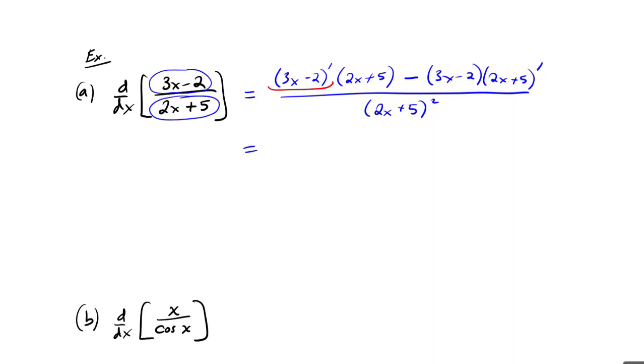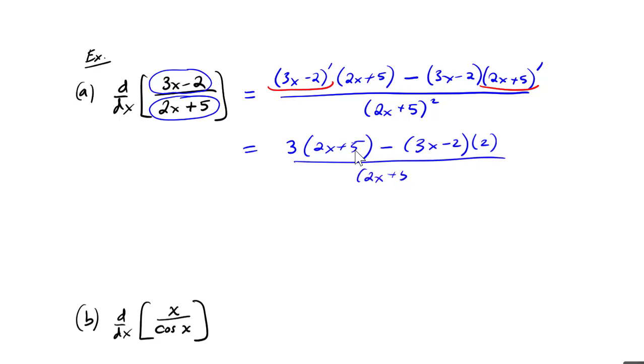So let's go back up here. The derivative of the top is 3, because the derivative of 3x is 3, and the derivative of the minus 2 is 0, times 2x plus 5 as it is, minus 3x minus 2 as it is, times the derivative of 2x plus 5. But again, the plus 5 is going to give us 0, so it's only the derivative of 2x, which is going to give us a 2, all over 2x plus 5 squared.